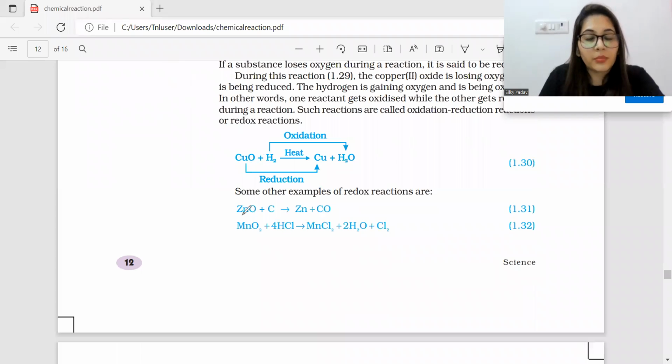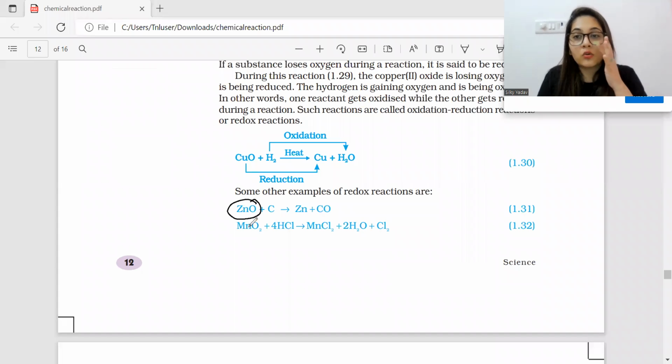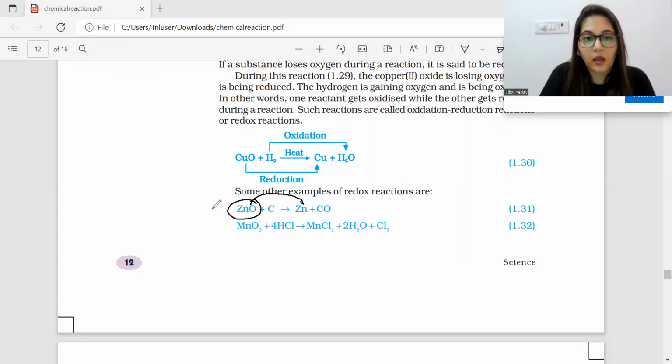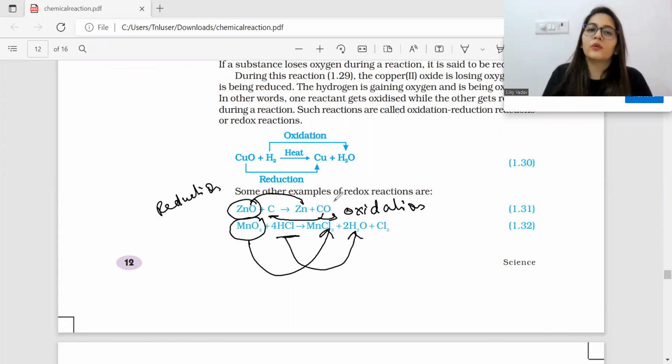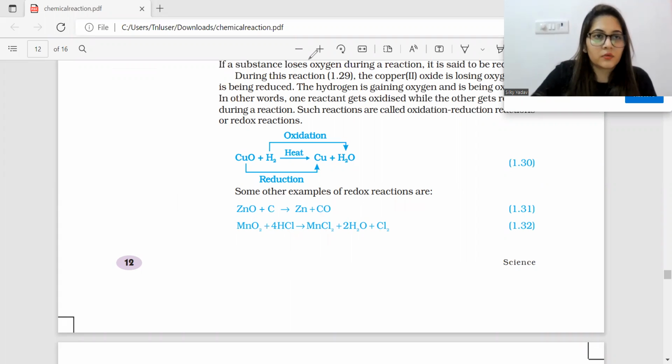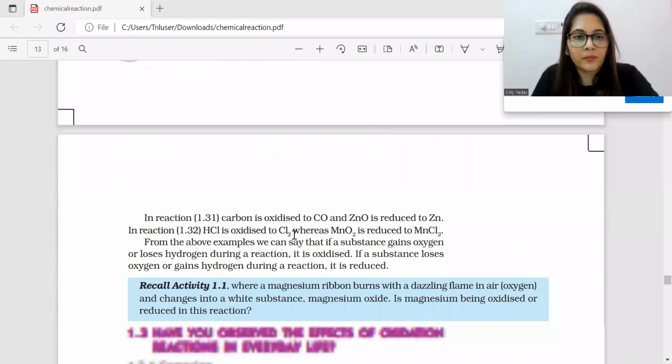Now let's see one more example. See, ZnO is there. That means zinc oxide is there, and it is now going to zinc. That means it is reduction. Now if you see carbon, carbon is now becoming carbon monoxide. So that is oxidation. In the same way, another reaction is there. You can see this is MnO2 and it is now losing the oxygen to become this. And here you all can see hydrogen is gaining one oxygen. So it is again oxidation, right? So I hope that's also clear to you all.